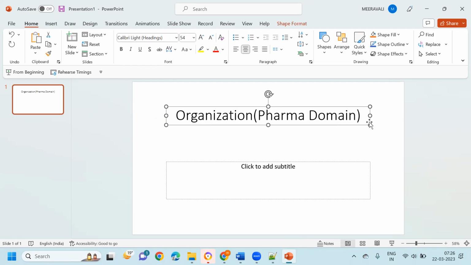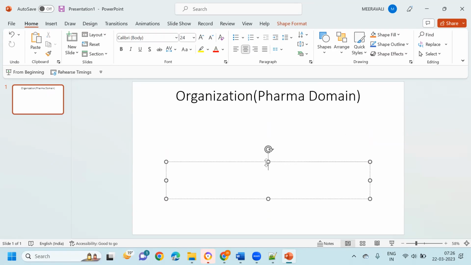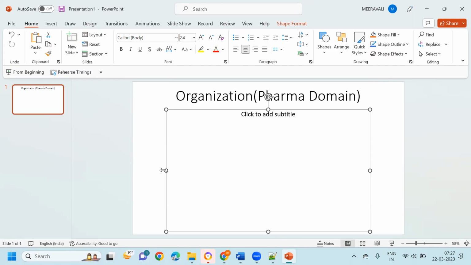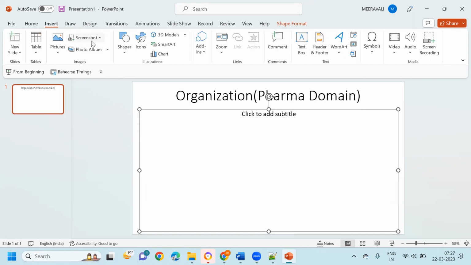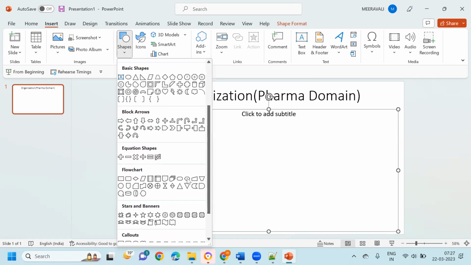If you take this organization, it is not a single entity. It contains n number of business systems. Not only this organization, guys, any organization, irrespective of the domain, is not a single entity. It may contain n number of business systems. If you observe here, I'm going to put multiple business systems.